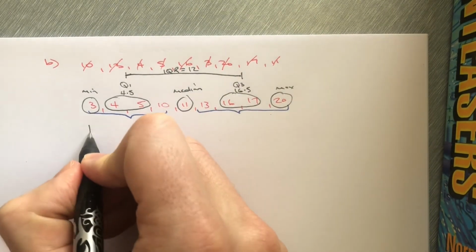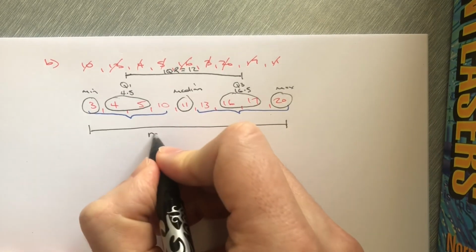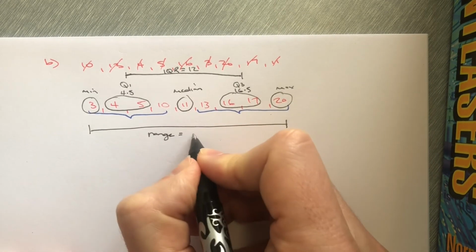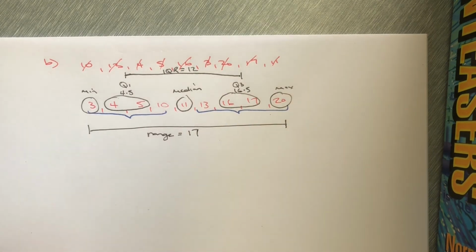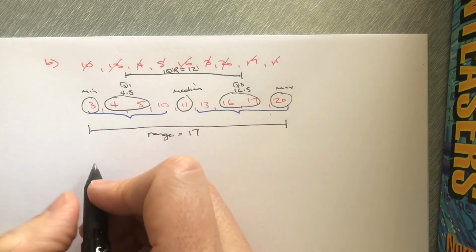And we want our range as well. So from the lowest to the highest, our range is 17. Now, last thing, we want to check if there's any outliers. So we want to find our upper and lower fences.